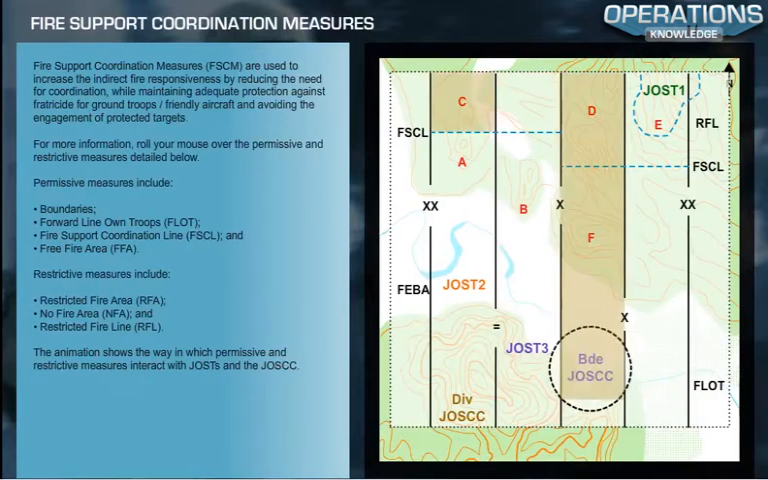The Brigade JOSC can engage targets Foxtrot and Delta as they are within its TAOR, and target Charlie as it is forward of the FSCL. It cannot engage target Echo as it is within JOSC's RFL. The Div JOSC can engage targets Charlie and Delta as they are forward of the FSCL.